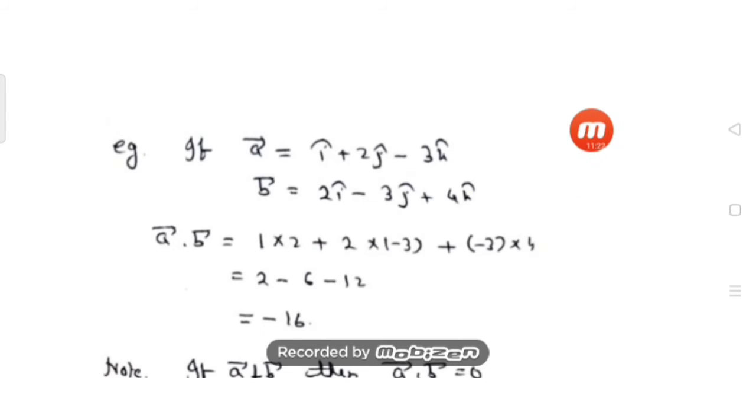What is that? The product of the i cap components plus the product of the j cap components plus the product of the k cap components. So here you see the i component is 1 and here 2, so 1 into 2, plus here the j component is 2 and here the j component is minus 3, so plus 2 into minus 3, plus here the k component is minus 3, so minus 3 into 4. Do the calculation: 2 ones are 2, 2 threes are 6, 3 fours are 12. So doing the calculation we have got 2 minus 6 minus 12, that is equal to minus 16. So this way we apply the dot product formula to get the value in component form.